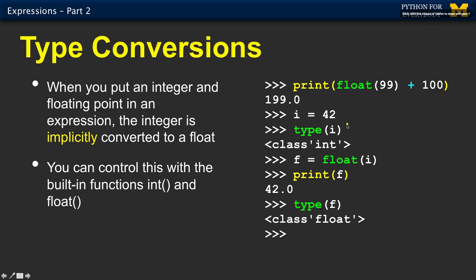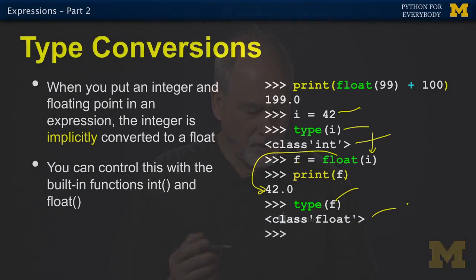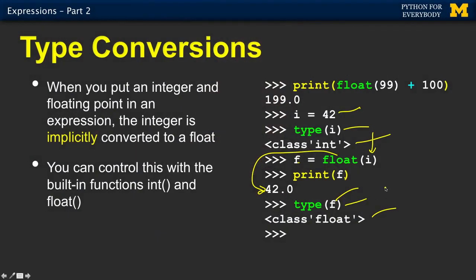If we look at, say, i is 42, we ask what type it is. Well, that i is an integer. We can take a variable and pass it into the float function and get back 42.0. That 42.0 comes back. And we say, what kind of thing is in f? Well, f is a float, right? So you can see how we're manipulating the type of things and controlling it. And anytime we get a little confused, we use the type function and say, hey, what's going on here? Why don't I understand what's going on here?